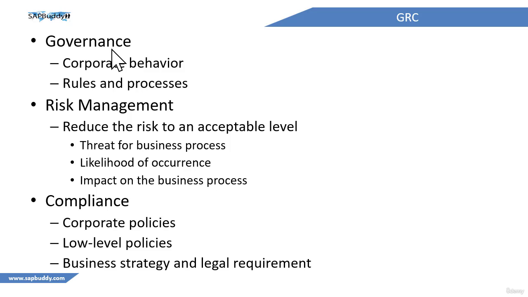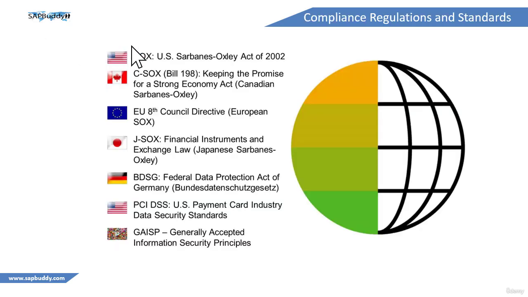Here we are reducing the risk to an acceptable level, which means the threats for the business processes, or the likelihood of it happening and the impact on the business process. Then we have compliance. Under compliance, we will have the corporate policies, that is the high level policies, and the low level policies, that is how we can achieve the high level policies, and the business strategy and the legal requirement.